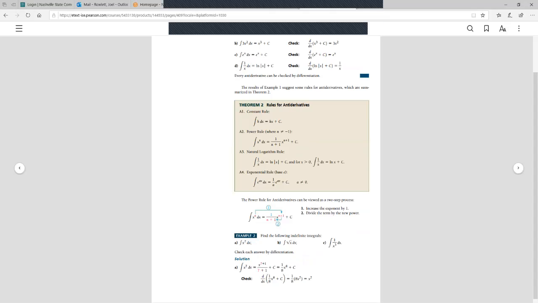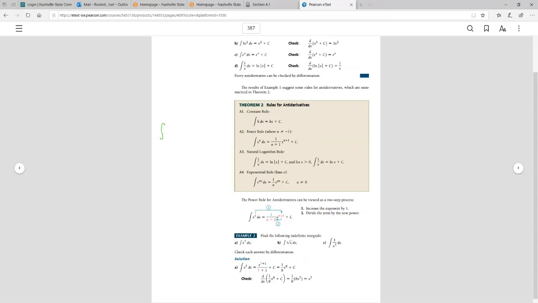Example 2, part A says, what is the antiderivative, or what is the integral of x to the power of 7 with respect to x? And we're just going to use the power rule here. We're going to add 1 to the exponent. That gives us x to the power of 8. And then we would divide by 8. And since this is an indefinite integral, we have to add plus c.